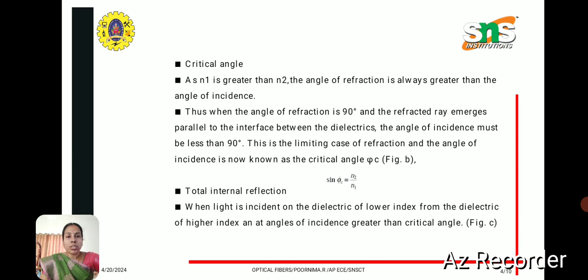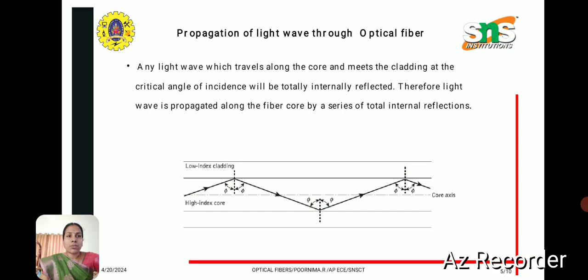Next is total internal reflection, which occurs when light is incident from the dielectric of higher index onto the dielectric of lower index at an angle of incidence greater than the critical angle. Now, propagation of the light wave through optical fibers: any light wave which travels along the core and meets the cladding at an angle greater than the critical angle will be totally internally reflected. Therefore the light is propagated along the fiber core by a series of total internal reflections, as shown in this diagram.